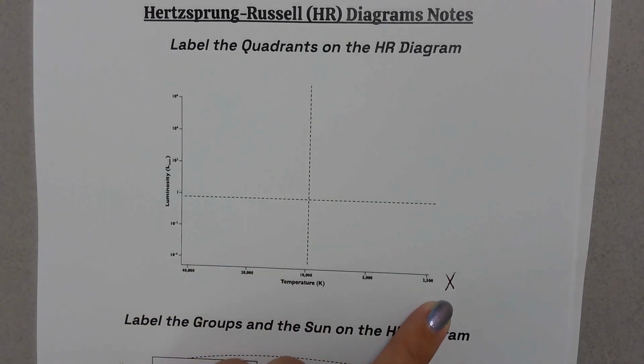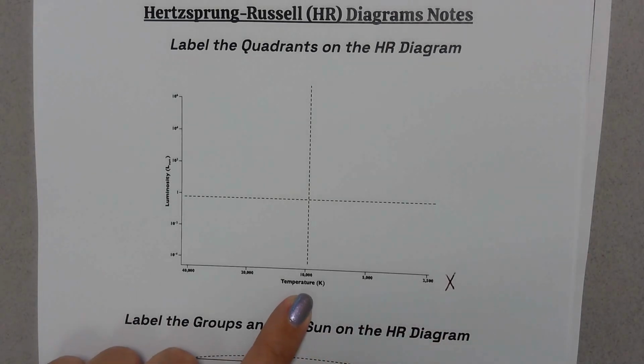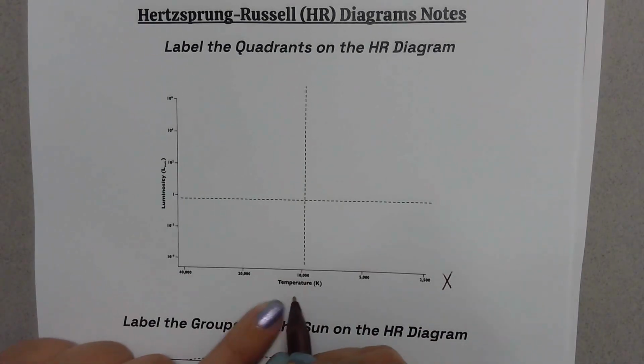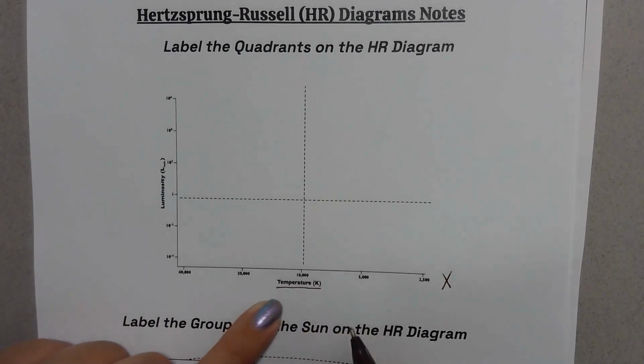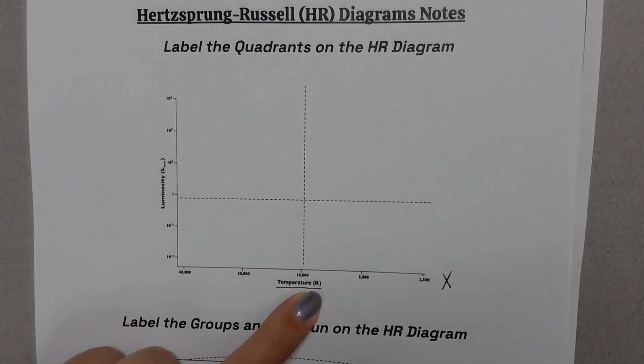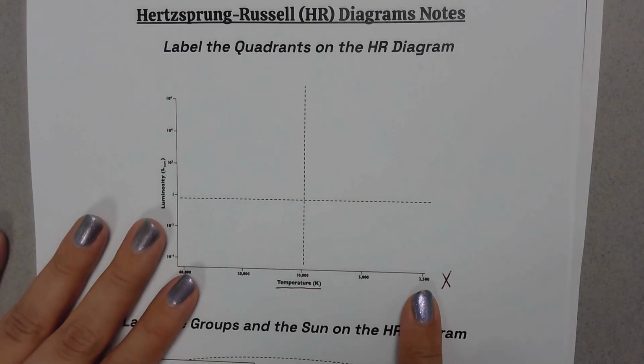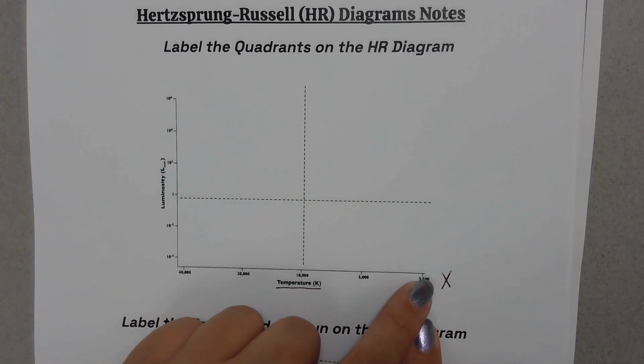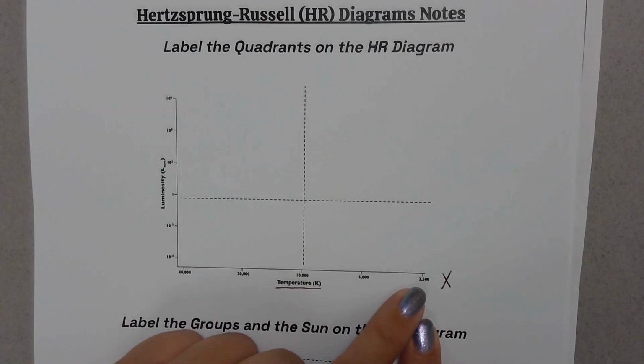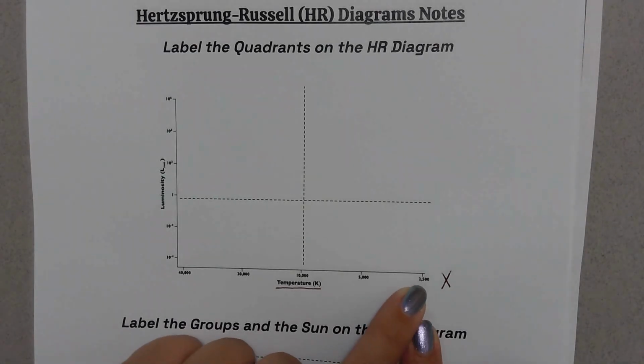On the X axis, we have temperature, which is measured in K, which stands for Kelvin. The x-axis is really important because the scale for temperature is different on this graph than how it usually is. Usually you have the lower numbers on the left-hand side and the higher numbers on the right-hand side, but on an HR diagram, it's flipped.